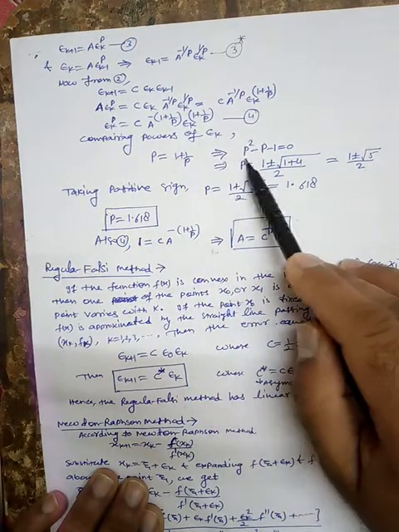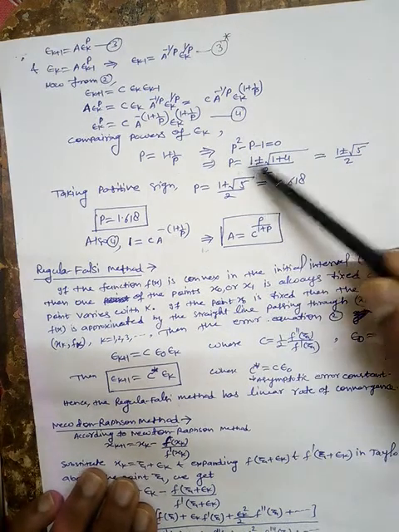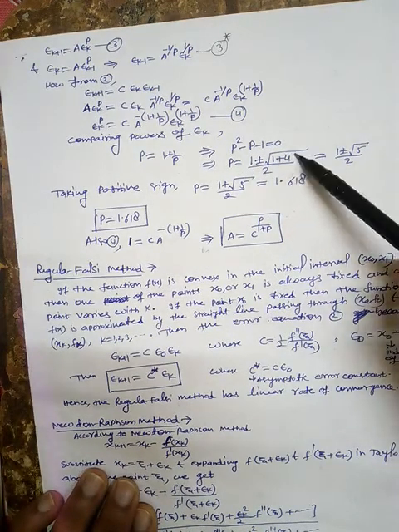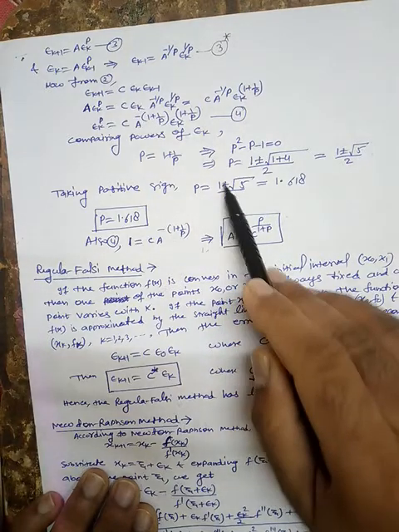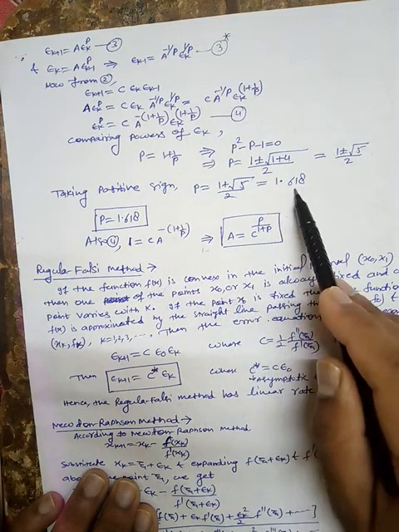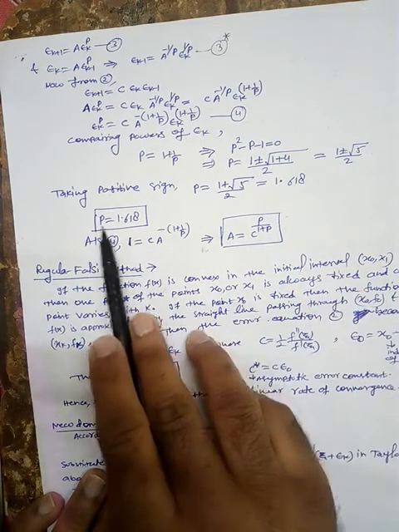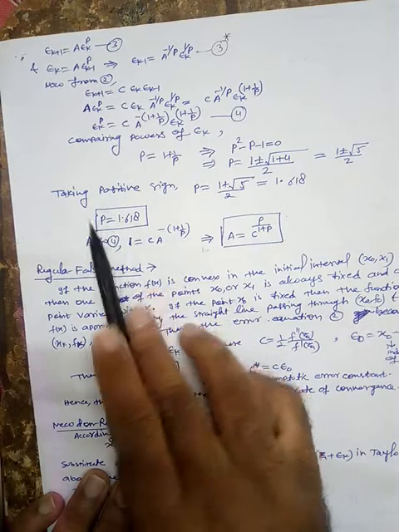After solving this, we get a quadratic equation. Apply the Sridharacharya rule. So we get p is equal to 1 plus minus square root of 1 plus 4 by 2, that means 1 plus minus square root of 5 by 2. Taking the positive value, p is 1 plus square root of 5 by 2. After solving this, we get the value 1.618. So the rate of convergence of the secant method is 1.618.